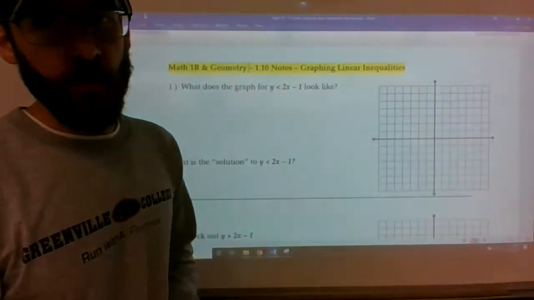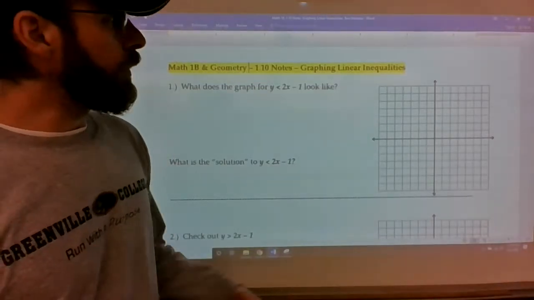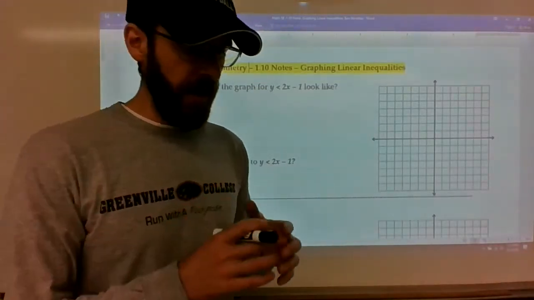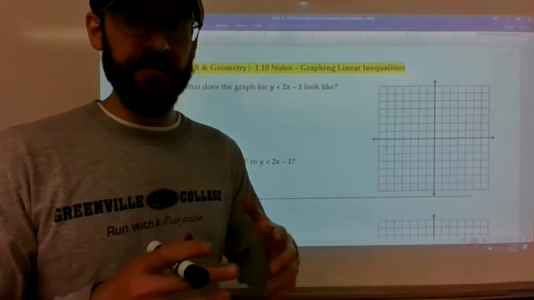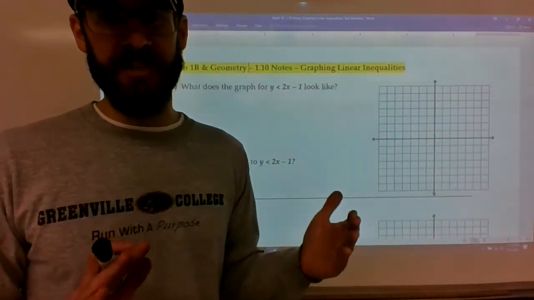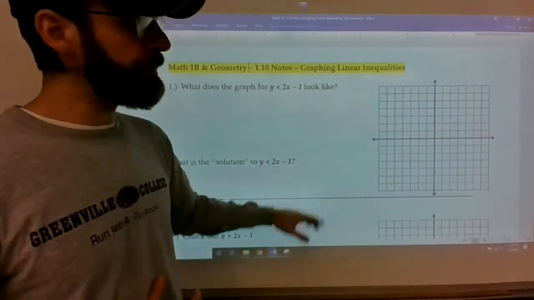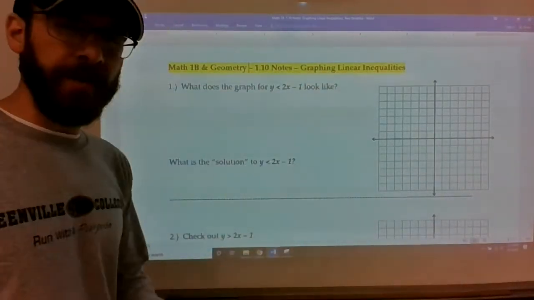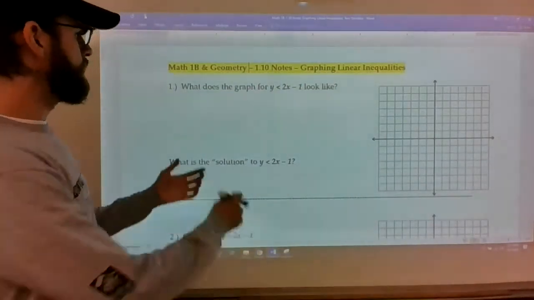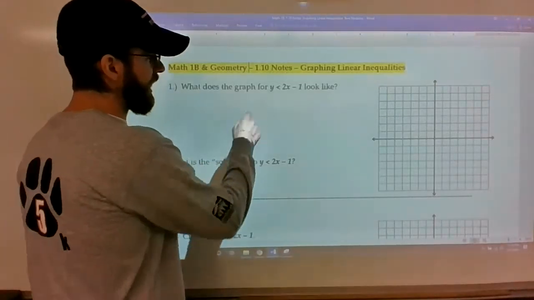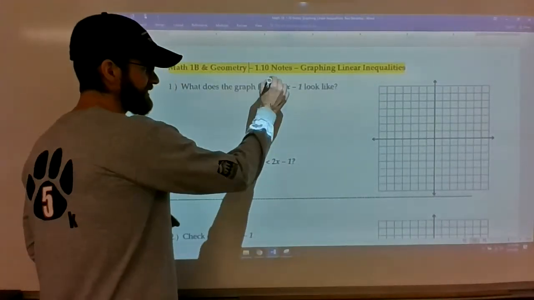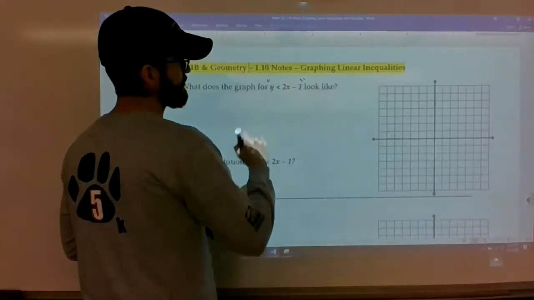It is lesson 1.10. We're making the switch over from graphing linear equations, even if there's just two of them. It's all pretty much the same thing. Inequalities have a much different feel to them, but in many ways, they're very similar. So just checking this out: what does the graph for y is less than 2x minus 1 look like?